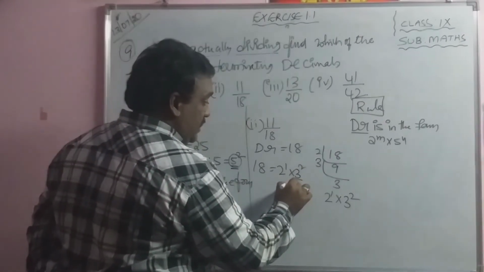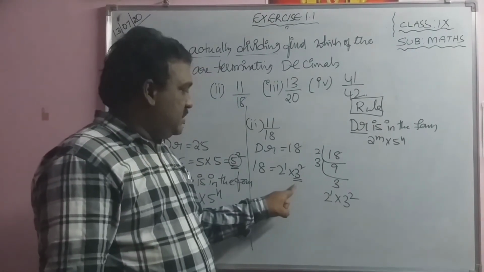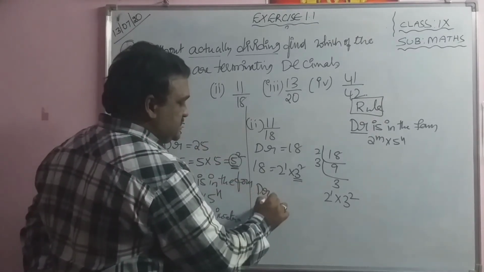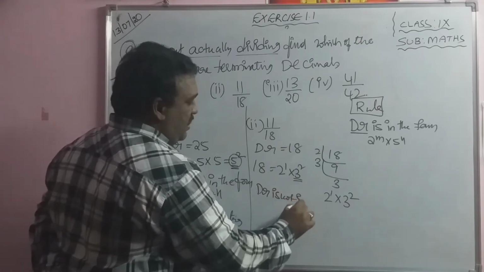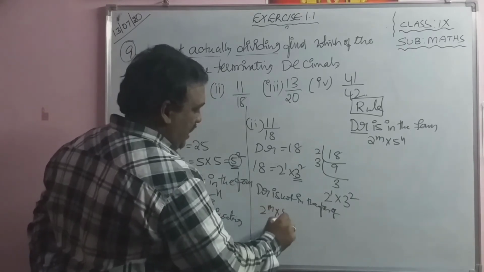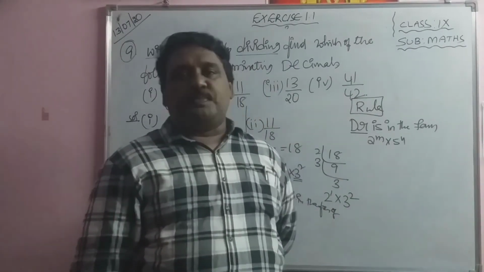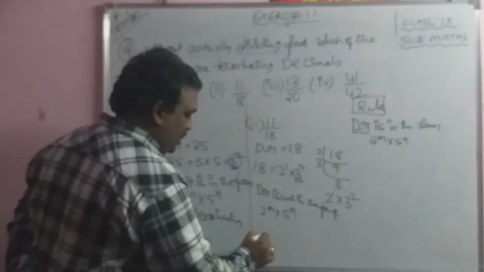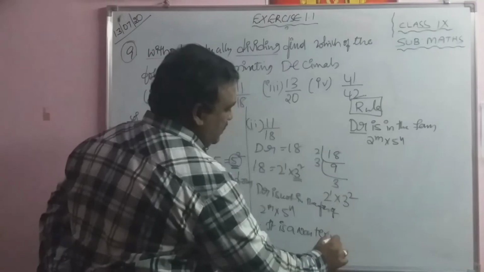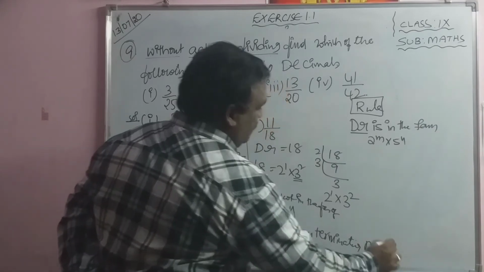3 not okay. Along with 2, 5 okay. Along with 5, 2 okay. But here, 3 is there. It is not okay. So, denominator is not in the form of 2 power m into 5 power n. Denominator is not in the form of 2 power m into 5 power n. Therefore, it is a non-terminating decimal. It is a non-terminating decimal.